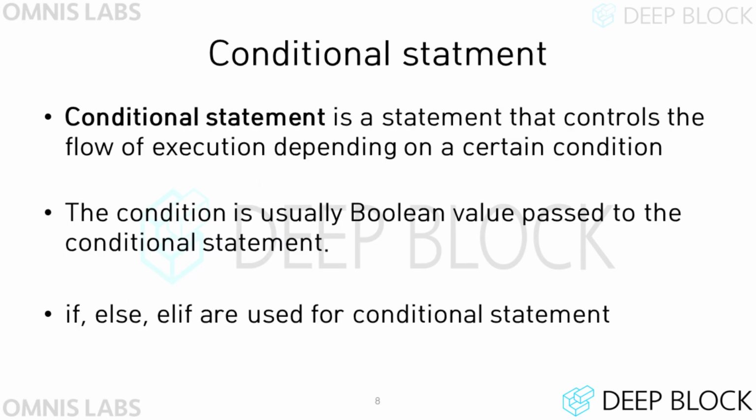Conditional statements are statements that control the flow of program execution according to a given condition. The condition is usually a Boolean expression, and the conditional statement determines which code block to execute based on the evaluation result of this condition. In Python, the keywords if, else, and elif are used to create conditional statements.